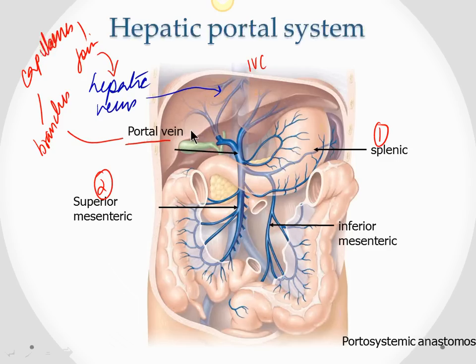inferior vena cava. Okay? So the purpose of this portal circulation is to carry nutrient-rich blood to the liver, so that the liver can first get it and do its job.